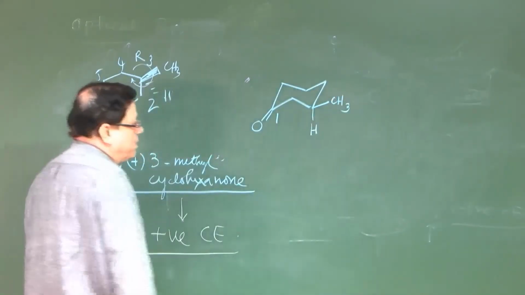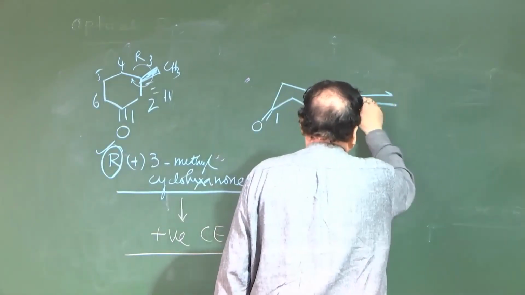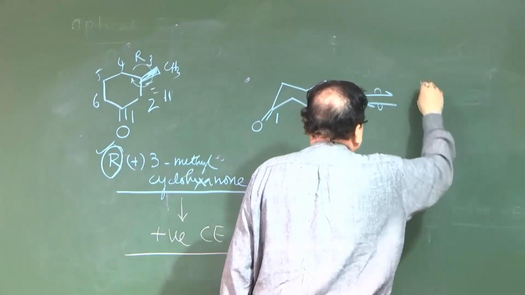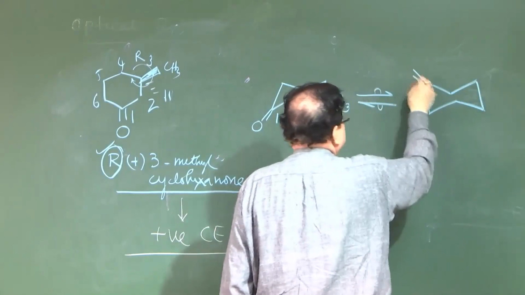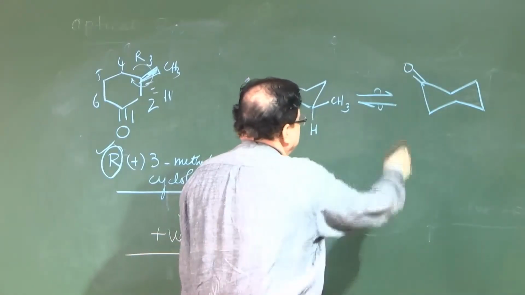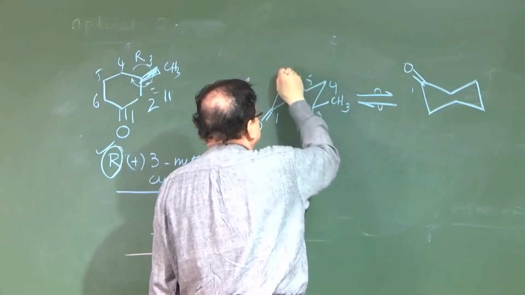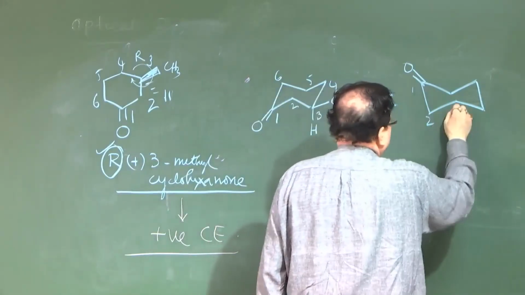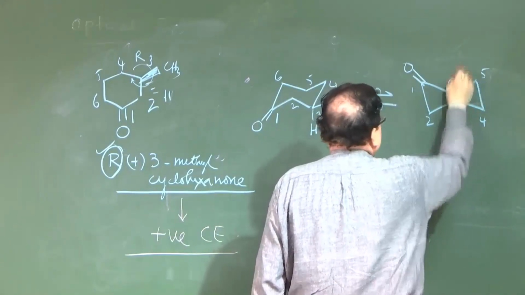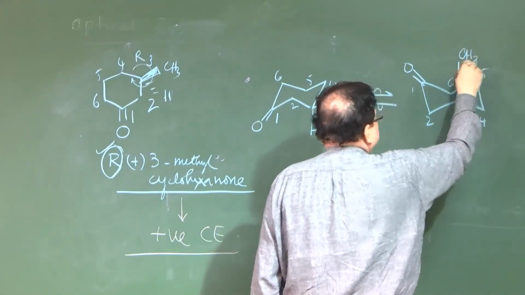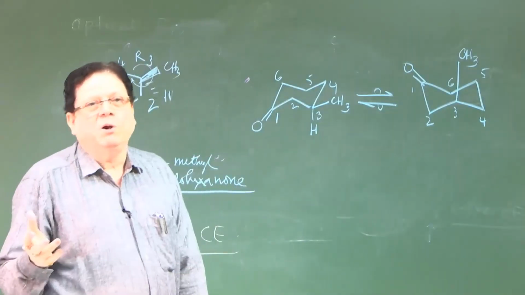So, this is one conformation. The other conformation is definitely the flipped form, where the carbonyl is now here. This is the number 1 carbon, this is 2, 3, 4, 5, 6. So, your methyl will be like this, axial at the 3 position. Now, the question is which one is correct, which one is the predominant one.